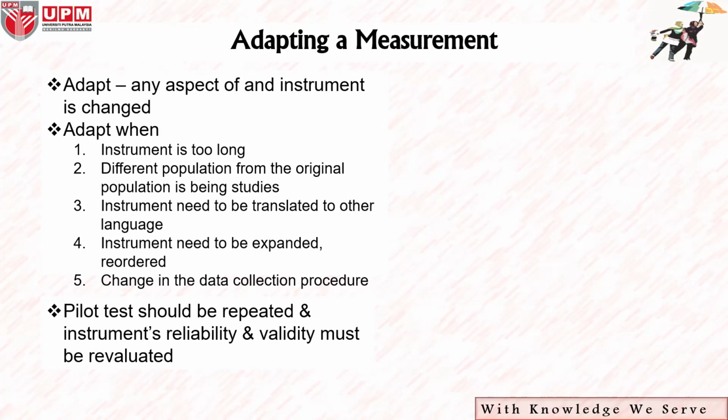And then when you adapt your instrument, you need to repeat the pilot study, to get the new reliability and to confirm the validity. Whenever we adapt, any changes that we make to our respondents or to the instrument, we need to rerun the reliability and validity during our pilot study.